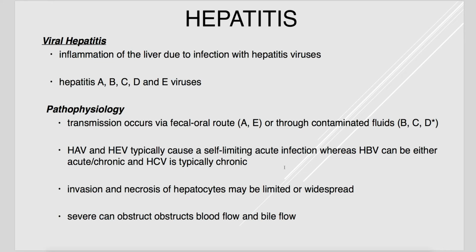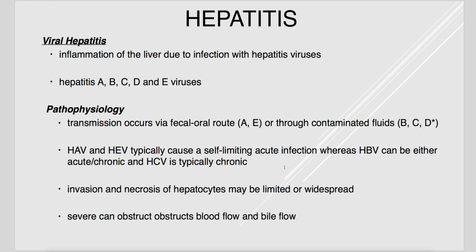So hepatitis, viral hepatitis is inflammation of the liver. And there are A, B, C, D, and E subtypes. Types A and E are transmitted by the fecal-oral route. And then B, C, and D are through contaminated bodily fluids. Hepatitis D is special because it requires a co-infection with hepatitis B, and I talked about that in class. So A and E, the ones that are fecal-oral, typically cause acute infections that are relatively self-limiting. HBV can have a chronic phase, but also an acute phase, and hepatitis C is typically chronic.